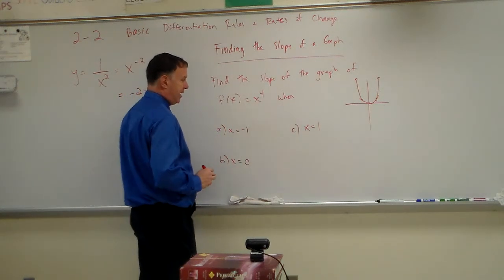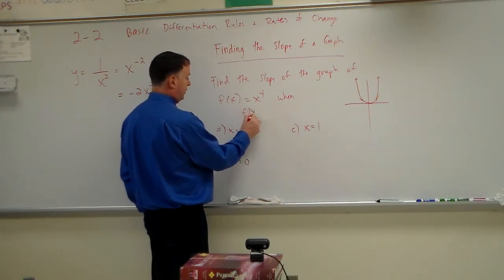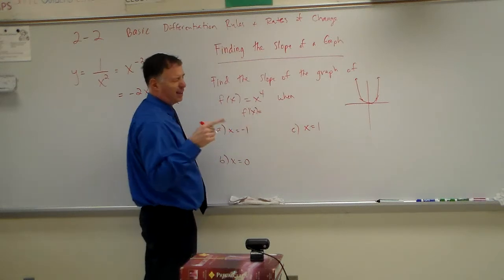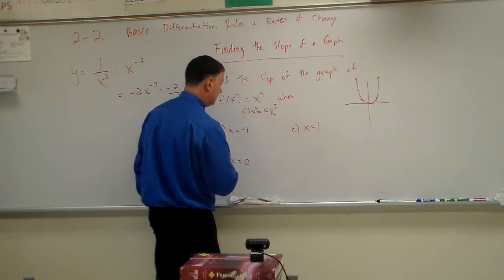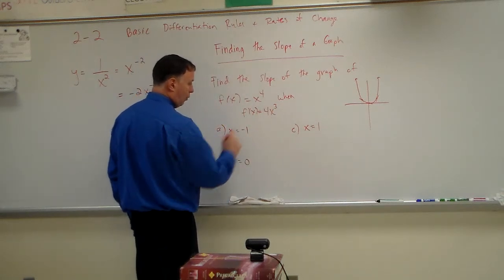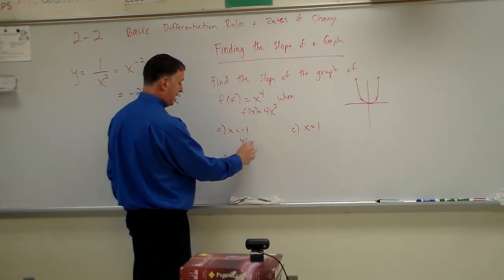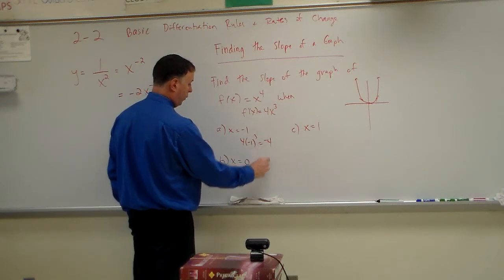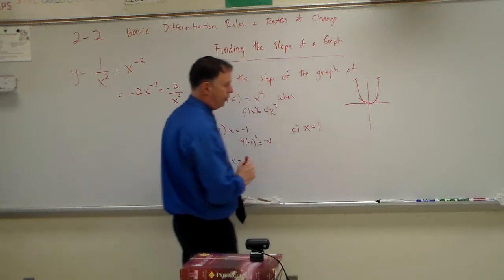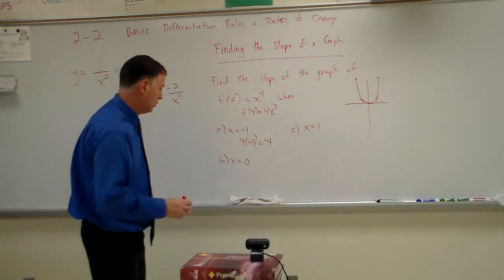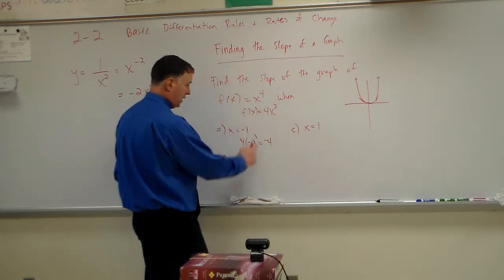So let's first find the value of the derivative. The formula for the derivative would be 4x cubed. Now I plug in a -1, so I'm going to have 4 times -1 cubed, which is -4. So that's what the slope of that tangent line is, -4. Makes sense, it's negative, right? Negative slope.